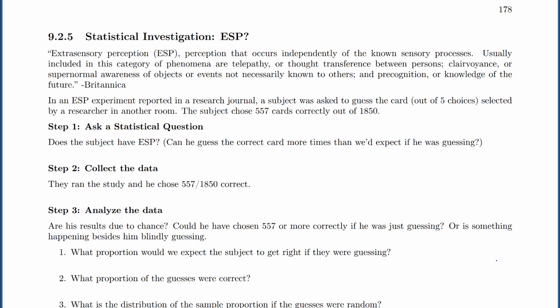First, ask a statistical question. The question is, does the subject have ESP? We're going to measure that by, can he guess the correct card more times than what we'd expect if he was just guessing? Step 2, collect the data.